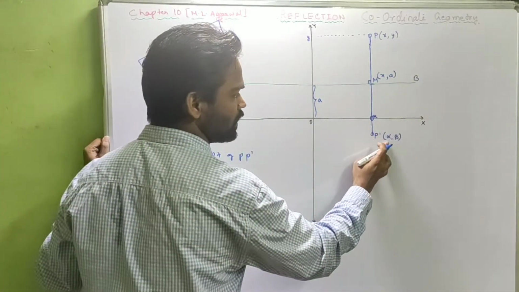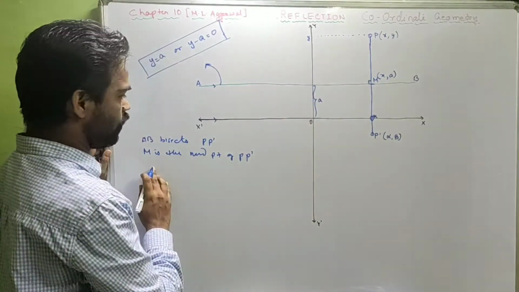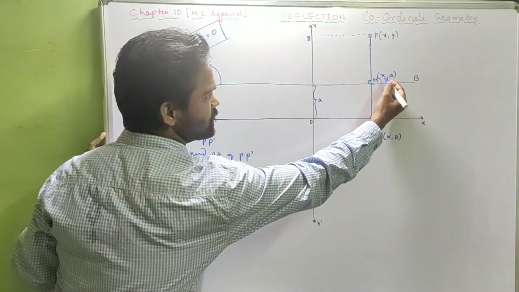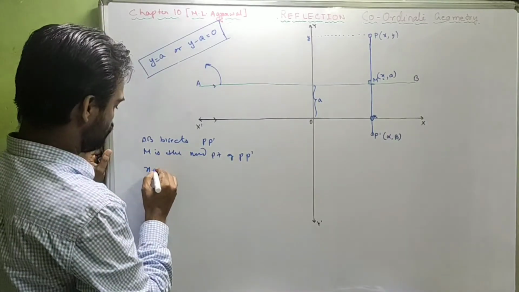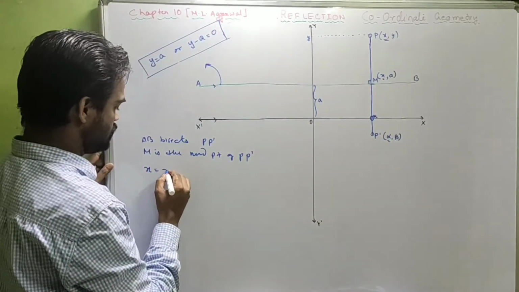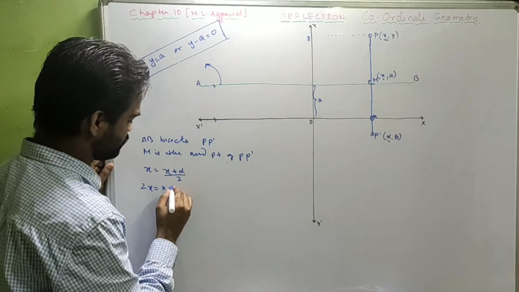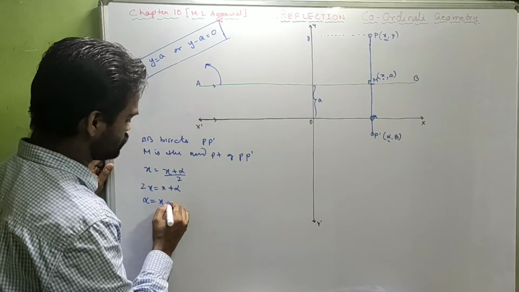Our main priority is to find alpha, beta. Now we know M is the midpoint of PP dash, which means this x will be equal to (x1 plus x2) by 2, that is, (x plus alpha) by 2, which means twice of x equals x plus alpha, which means alpha equals x.